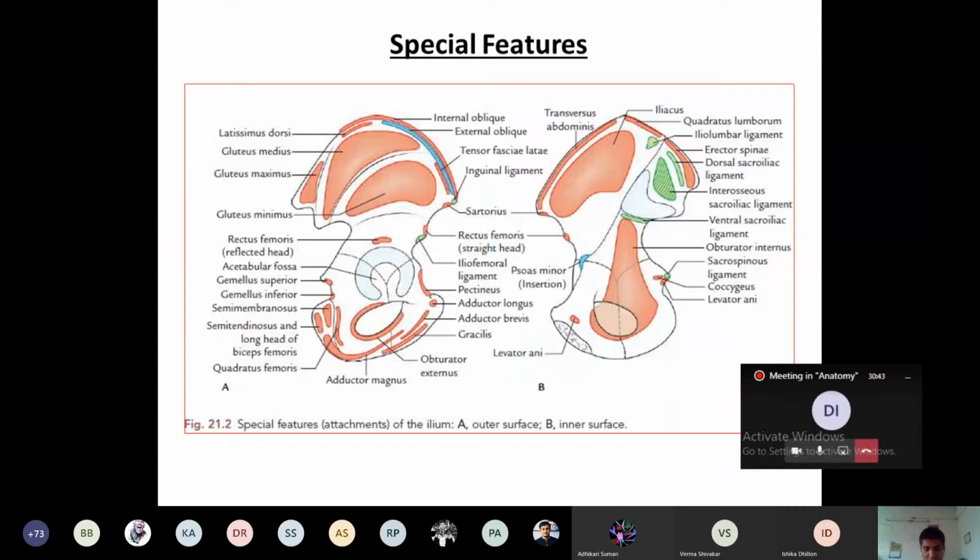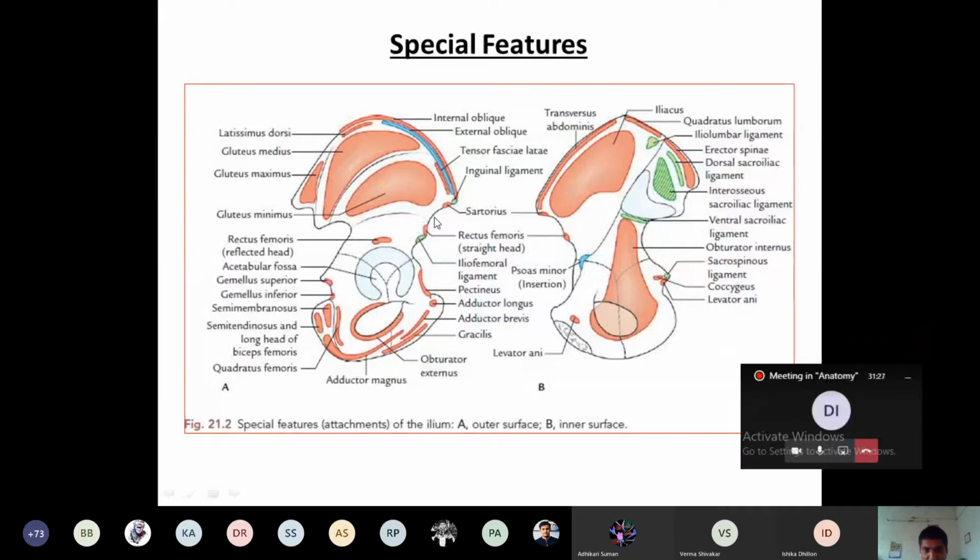Important attachments I'll tell, which are the most known attachments for the examination. I'm starting here from the anterior superior iliac spine. So what are the structures attached here in the anterior superior iliac spine? In the upper part there is attachment of the inguinal ligament. See here, this is the inguinal ligament. The green area is for the attachment of the lateral end of the inguinal ligament. Inferior to that, in the ASIS, there is the origin of the sartorius.